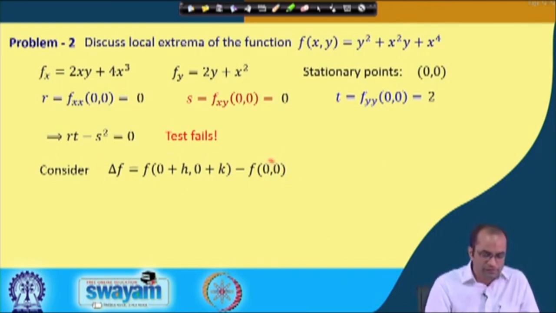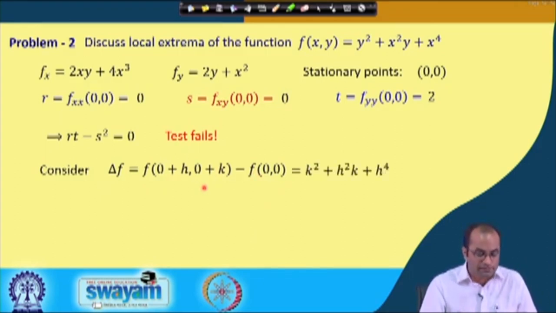So, in many cases this works, but sometimes it is difficult to realize the sign of delta f directly from the function. So, in this case perhaps it is possible. So, when we have this f h k minus f 0 0, f 0 0 is 0.